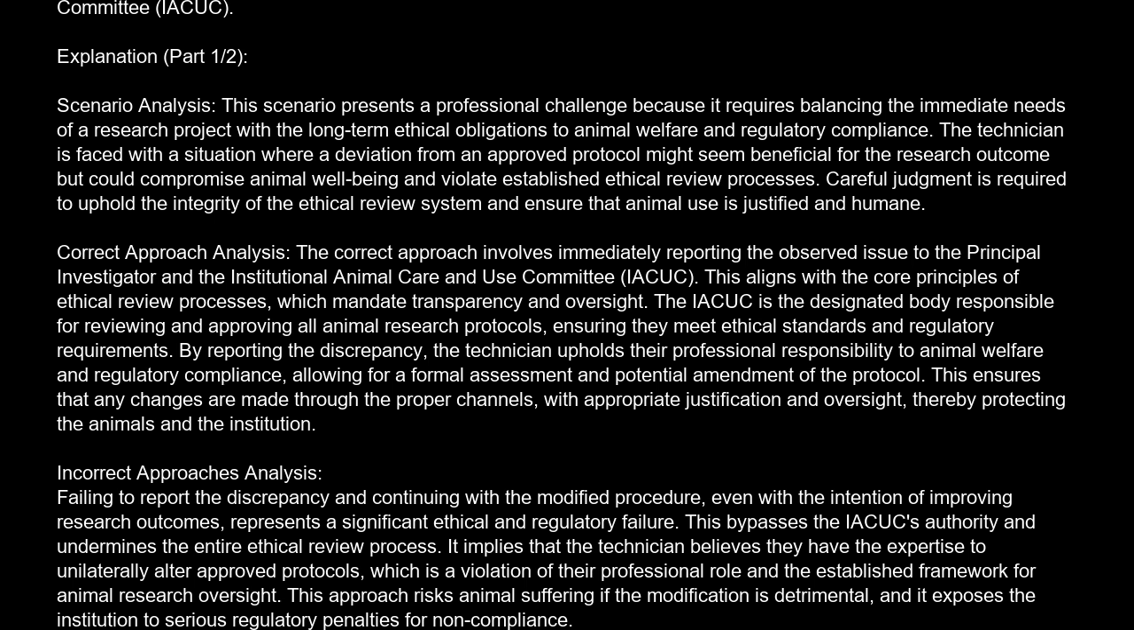Incorrect approach analysis. Failing to report the discrepancy and continuing with the modified procedure, even with the intention of improving research outcomes, represents a significant ethical and regulatory failure. This bypasses the IACUC authority and undermines the entire ethical review process. It implies that the technician believes they have the expertise to unilaterally alter approved protocols, which is a violation of their professional role and the established framework for animal research oversight.